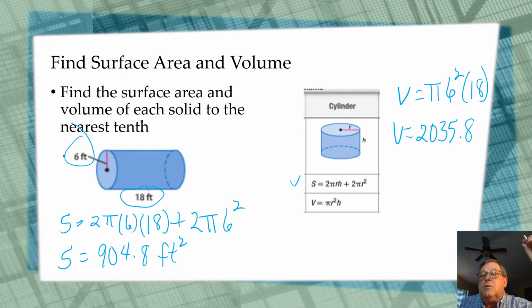We're in feet, we squared it, but then we did times the height, that would be cubic feet. 2035.8 cubic feet.